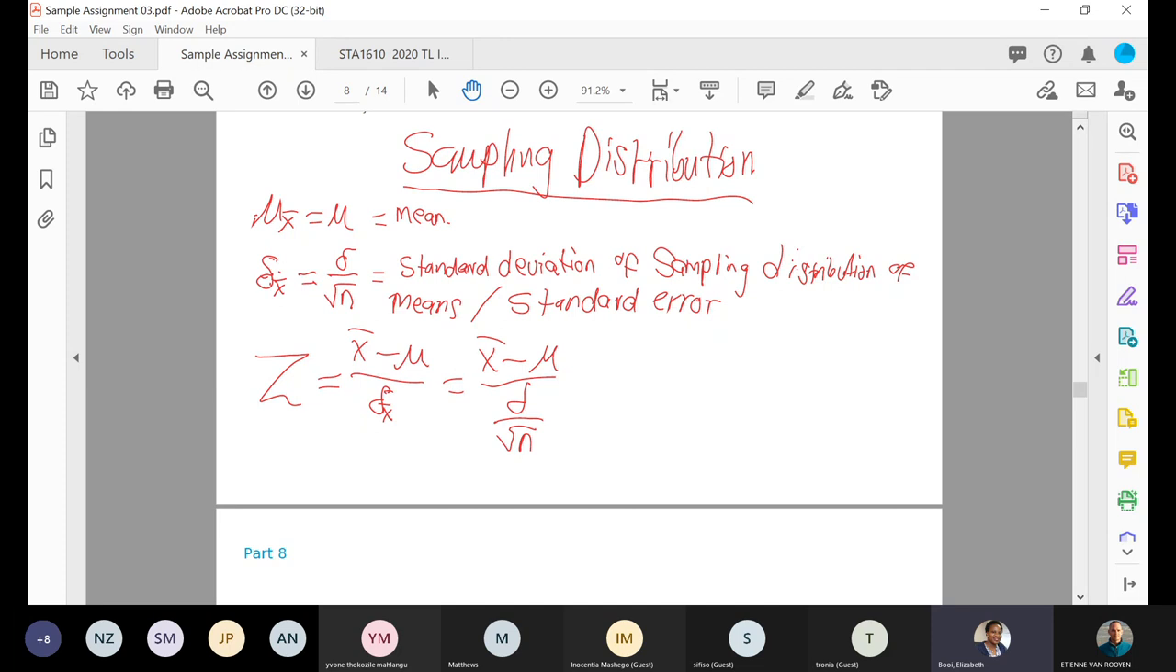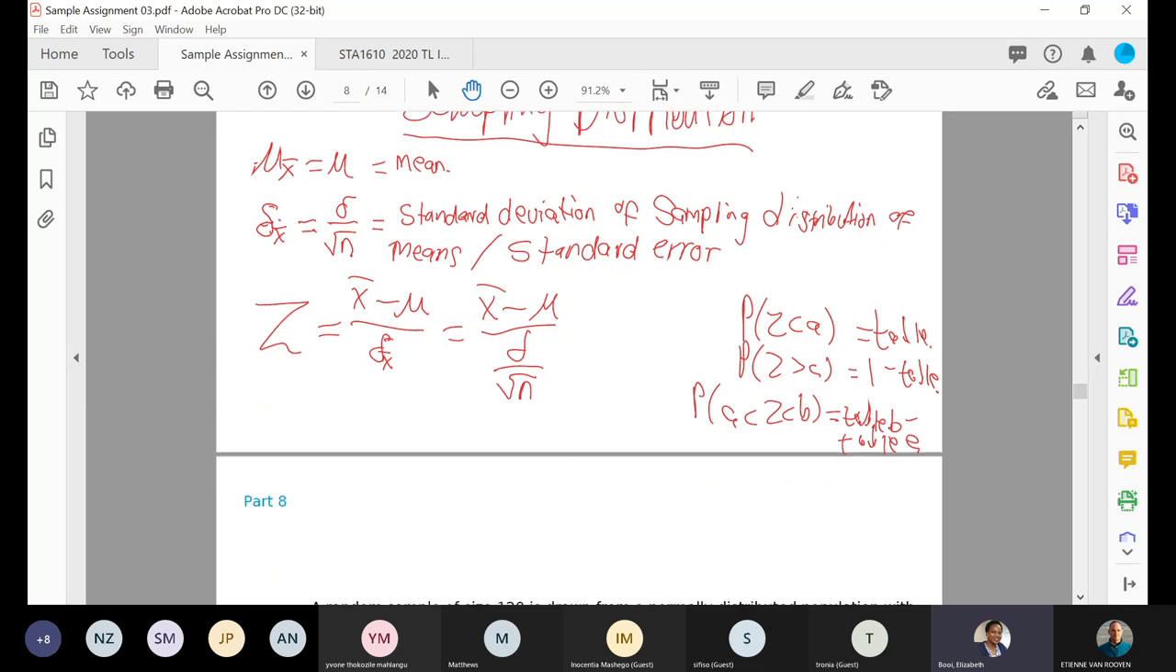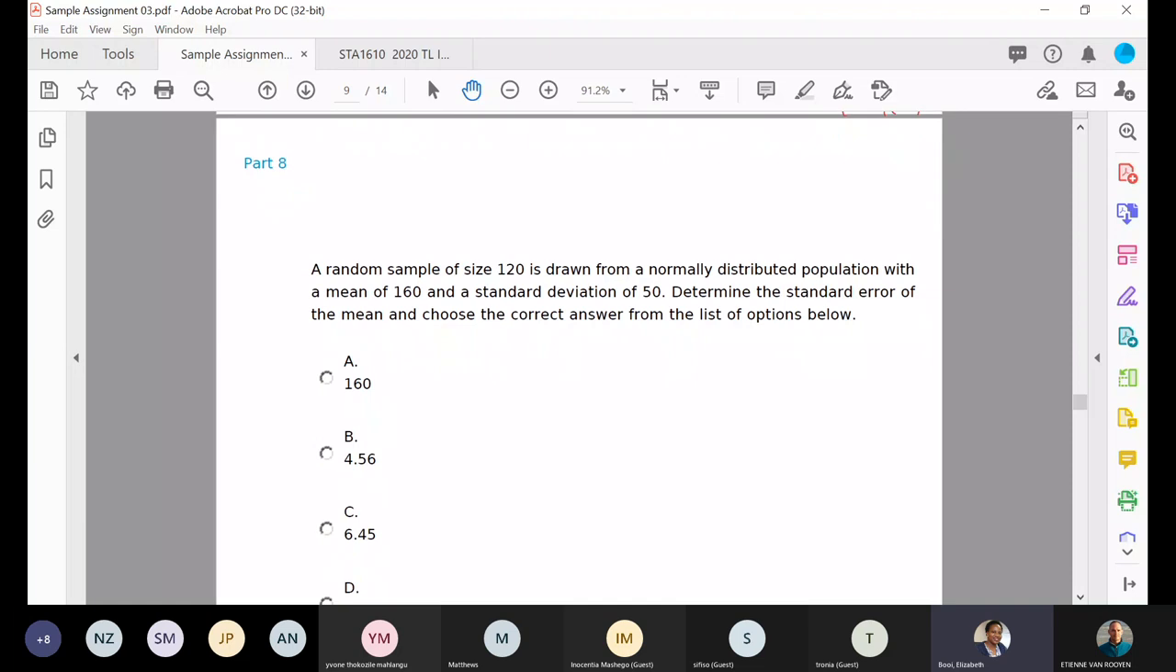The probabilities, we're still going to find them the same way. The probability of Z less than a is the value we find on the table. The probability of Z greater than a is still going to be 1 minus the value we find on the table. The probability of Z lying between two values, a and b, we're still going to find the table value for b minus the table value for a. We're still going to follow the same process. Okay, so now let's get down to it.